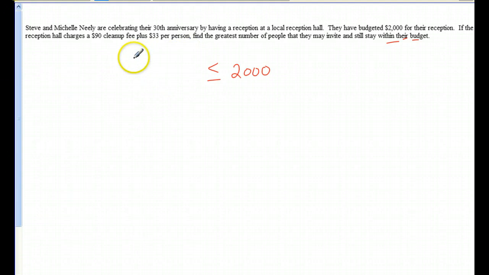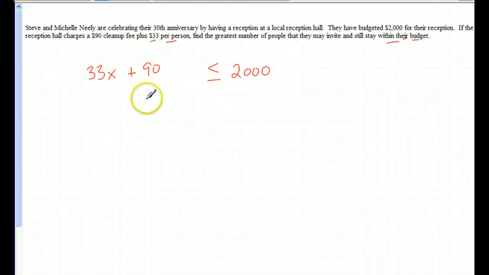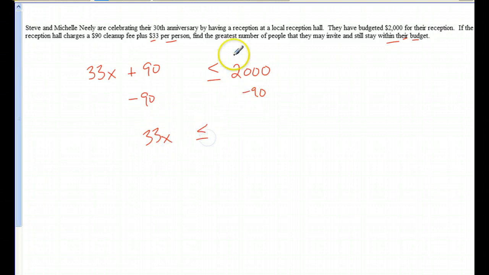Alright, x is how many people we invite, so $33 per person means 33 times x is how much we have to pay for all people total. And then for the $90 cleanup fee, we add 90. So this is how much it costs to rent it, and this is our budget. So we're staying less than or equal to our budget. Then to solve this, just subtract the 90. We get 33x is less than or equal to 1910, and then divide away the 33.